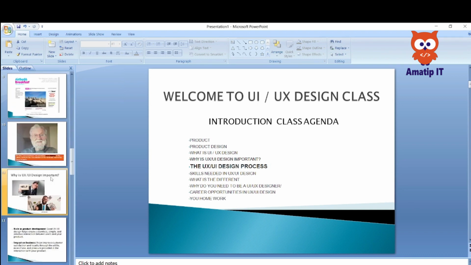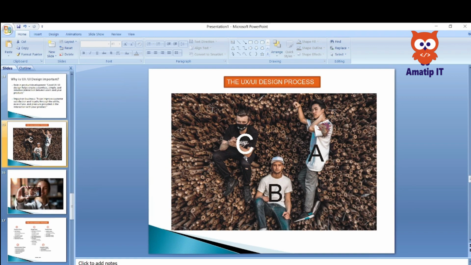For you to have a good understanding of the UI/UX design process, I will be using this short story to explain what the process is all about. Back in the olden age, there is a village where three guys are living: Mr. A, Mr. B, and Mr. C. There is a king in that village, a very powerful and wealthy king.